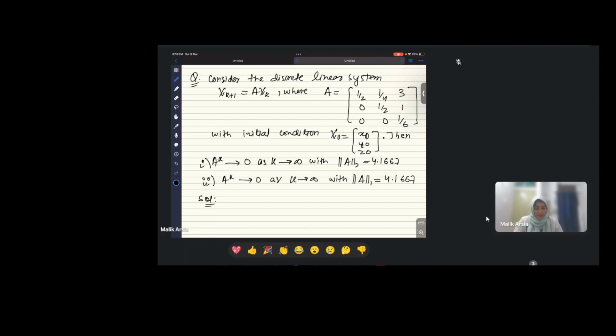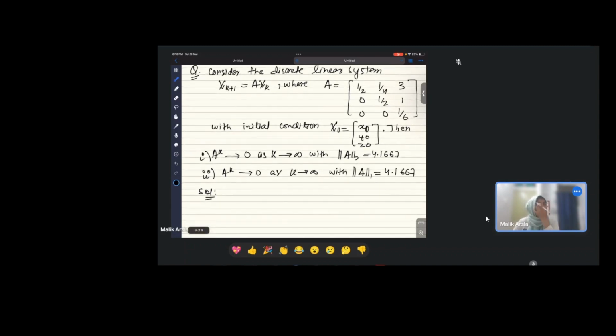Here, regarding convergence, one theorem says A is convergent if the norm of A is less than 1. But that is only a sufficient condition, not a necessary one. So how we can do it is with the basic method, which is actually the definition.